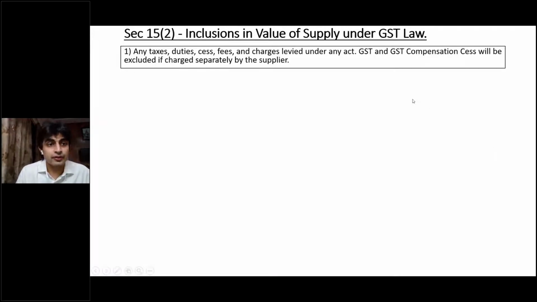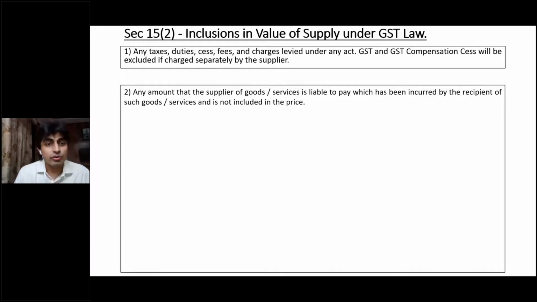Second, any amount that the supplier is liable to pay, which has been incurred by the recipient. Now this is something difficult. Try to understand. Any amount which supplier was liable to pay, but which has been incurred by whom? Recipient. That shall also be included in the price. वो भी value include होगा and then GST will be charged.